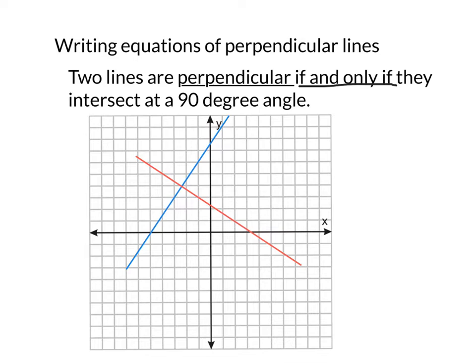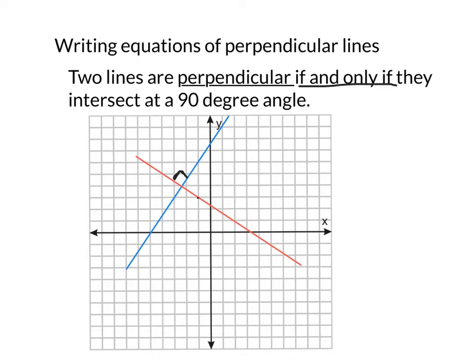So here's two lines that are perpendicular. If you got out a protractor, you could see that that's a 90-degree angle. So we know they're perpendicular, but how are we going to figure that out if we don't have a protractor and a graph? So again, just like the slopes of the parallel lines, they were the same. How are the slopes of the perpendicular lines related?